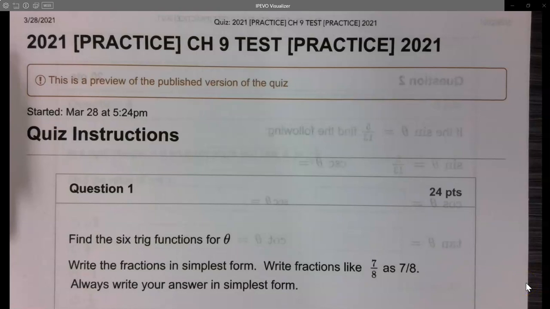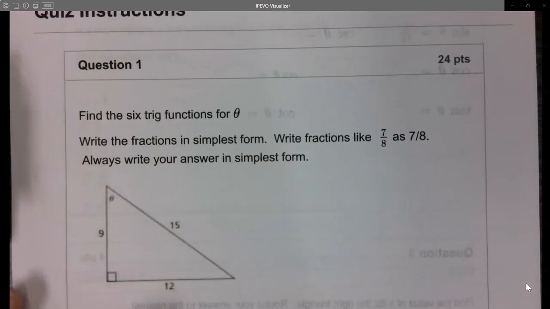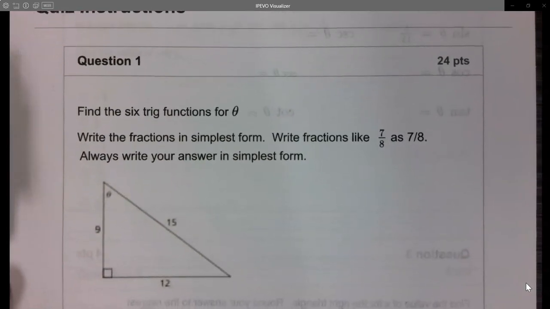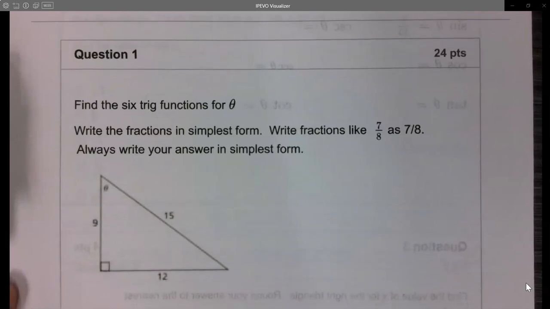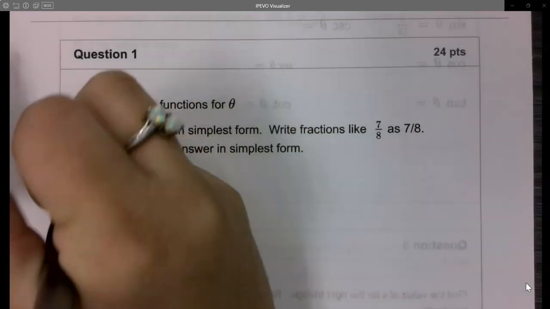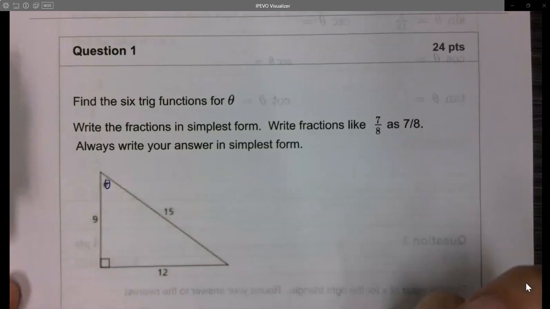So in this video, I'm going to be going over the practice test for the Chapter 9 test. The first question wants me to find the six trig functions for theta. It wants me to write my fractions in simplest form. Tells me quite a few times. So my theta is right here, and then I have 9, 15, and 12.